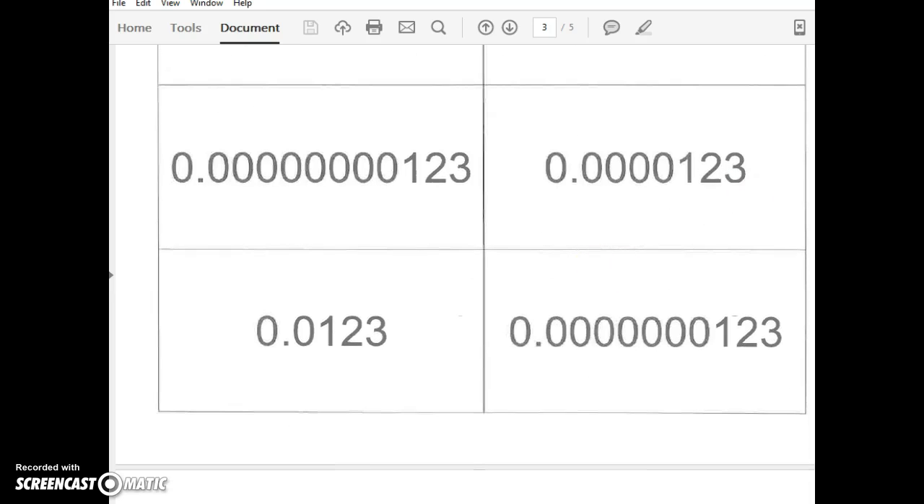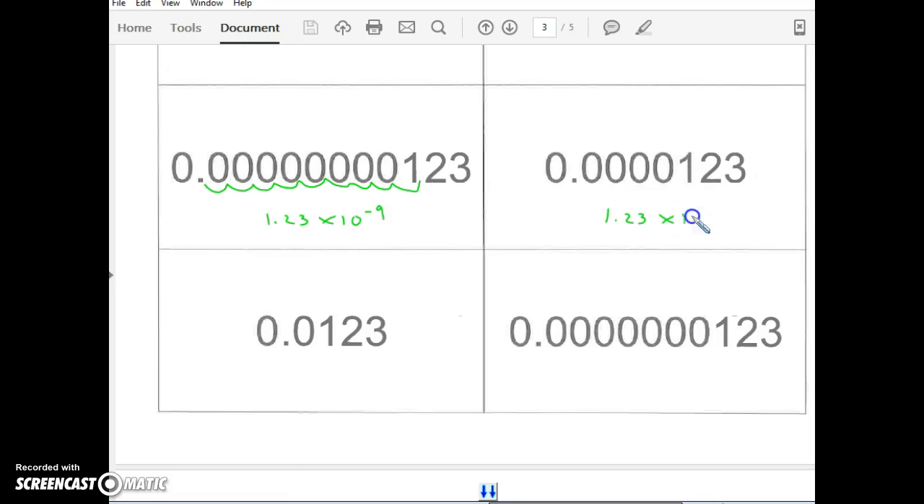The pattern continues if we take this number here. Let's see, 1, 2, 3, 4, 5, 6, 7, 8, 9. 1.23 times 10 to the negative 9 gives us 1, 2, 3, 4, 5, 6, 7, 8 zeros. So I can count the number of zeros and just add 1 to find out my power. 1, 2, 3, 4. So that would be 1.23 times 10 to the negative 5.